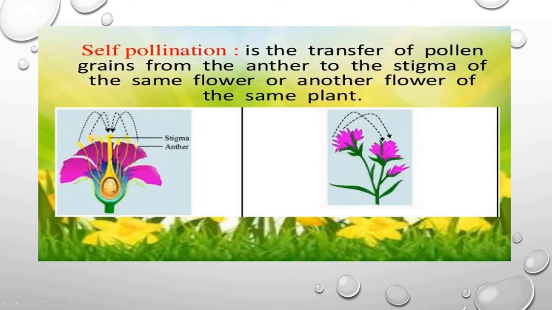So here you see in the same flower, this is the anther, and this is the stigma. So in the same flower you see the pollen grains are being transferred from the anther to the stigma, and over here in the same plant there are two flowers where the pollen from the anther of one flower is being transferred to the stigma of another flower, but in the same plant. So this process is called self pollination, right?